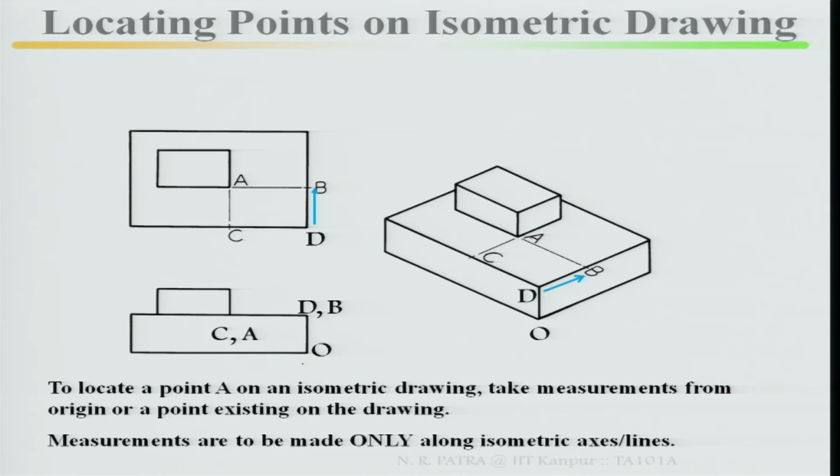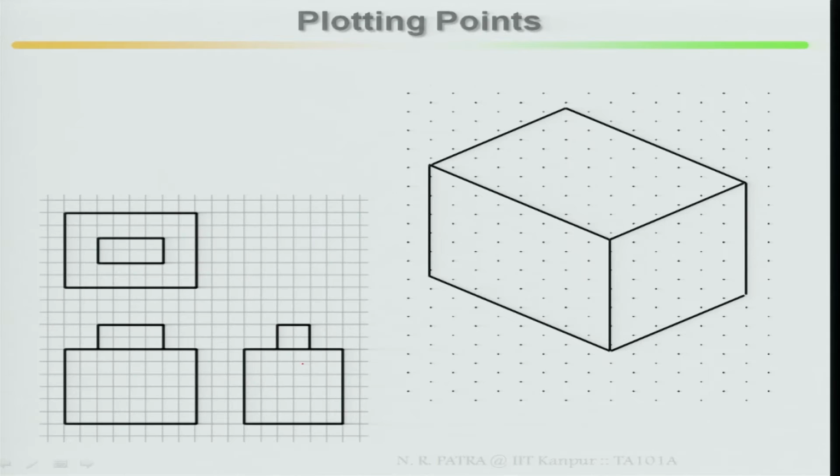Now this is the distance D and B in your isometric drawing. In the top view, this is your D and B. Now B to A, this is your distance. Now come to your drawing part. This is your drawing: this is your top view, front view, and this is your side view. Three views have been given.